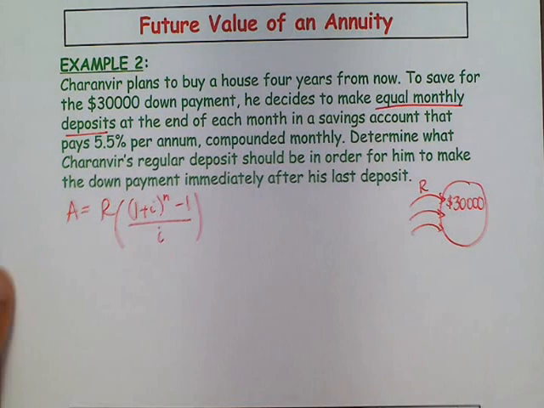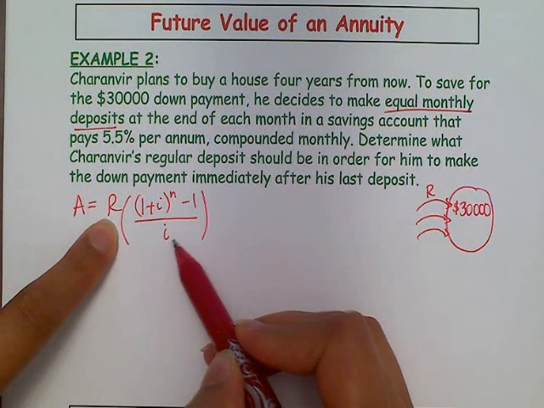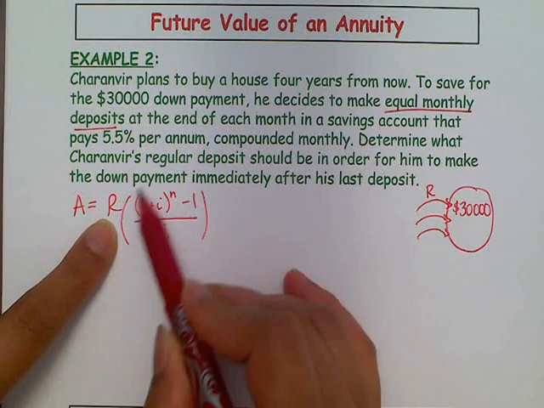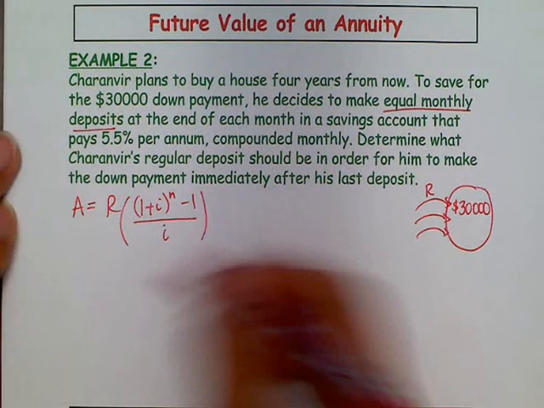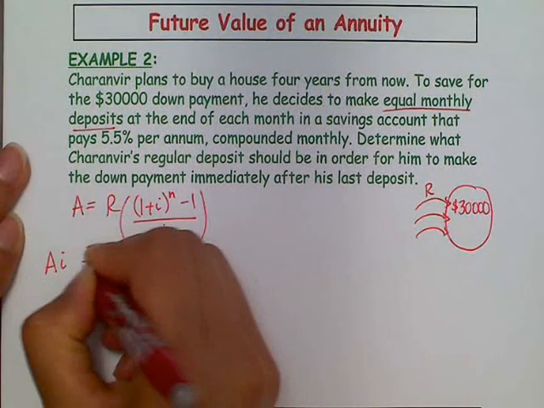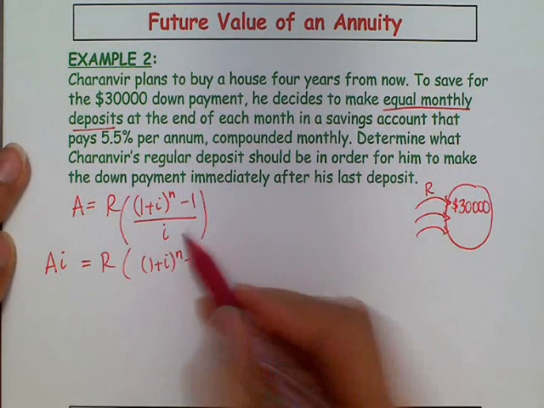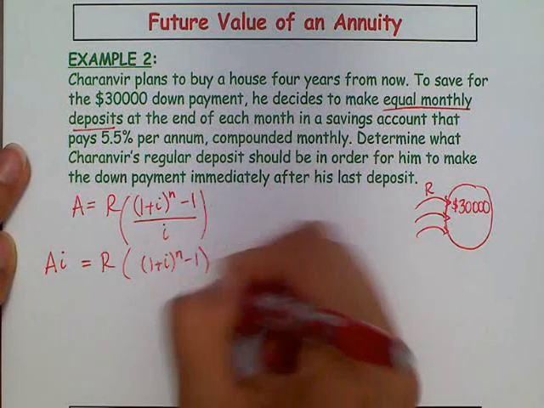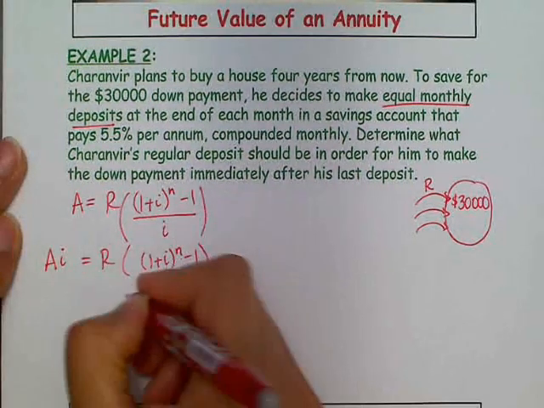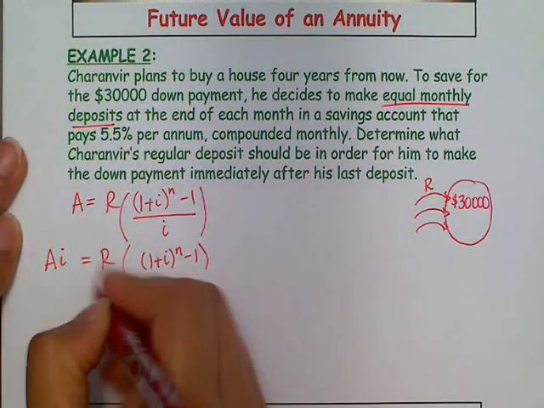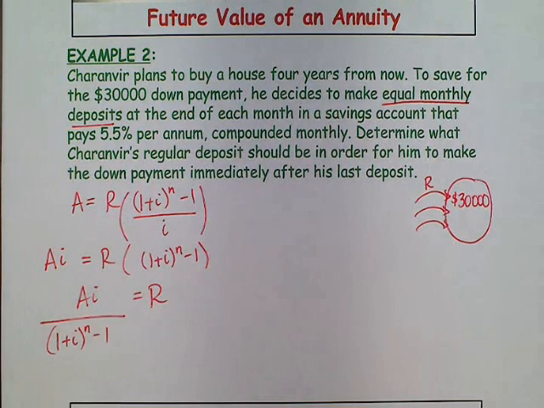But the problem in this case is I'm not solving for A, I'm solving for R. So what I'll do is multiply both sides of the equation by i, and then divide both sides of the equation by (1 plus i) to the exponent n minus 1, and that'll help me isolate R. If I multiply both sides by i, I get A times i equals R times ((1 plus i) to the exponent n minus 1), so that gets rid of the denominator for me. And then finally I want to get rid of this chunk here, so I'm going to divide both sides by that, and I get R is equal to A times i divided by ((1 plus i) to the exponent n minus 1).